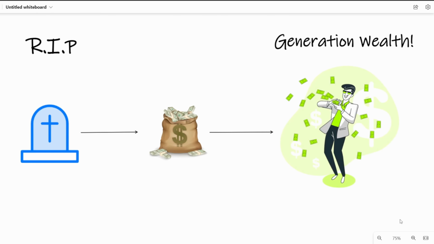Generational wealth. When you pass away, your death benefit is transferred income tax free to your beneficiary. Then your beneficiary will leverage off what you left behind.